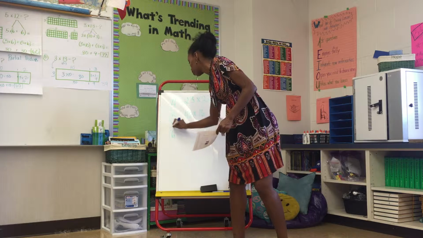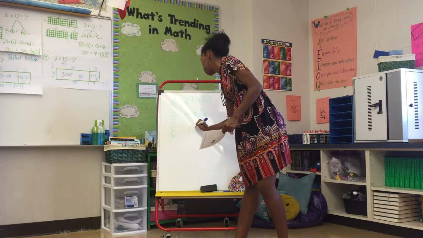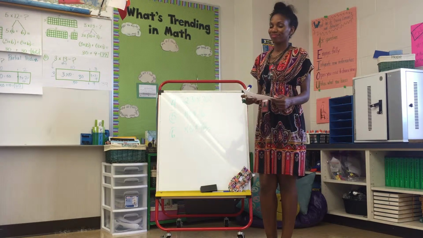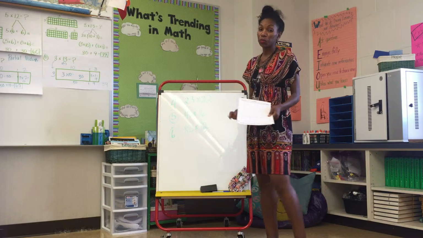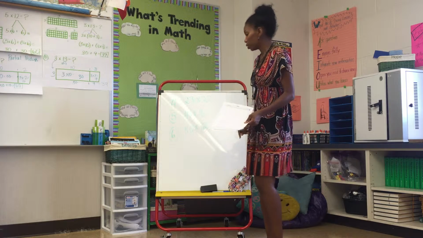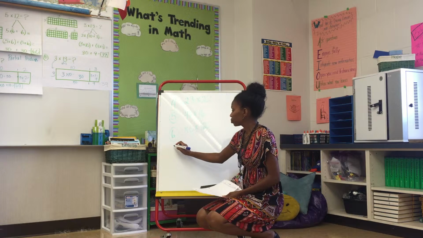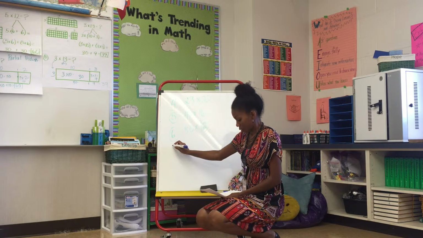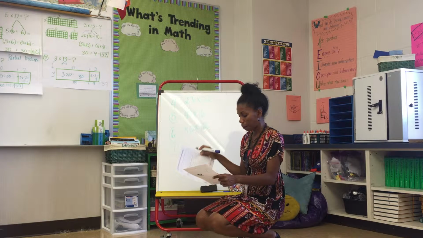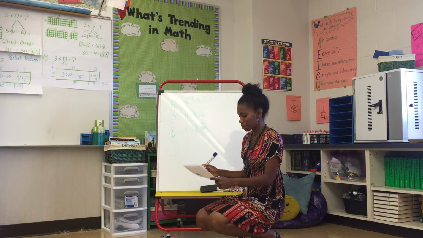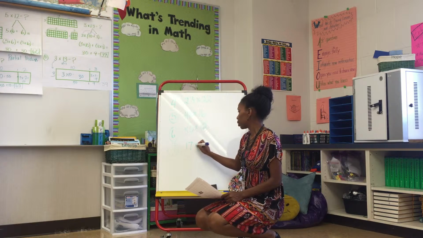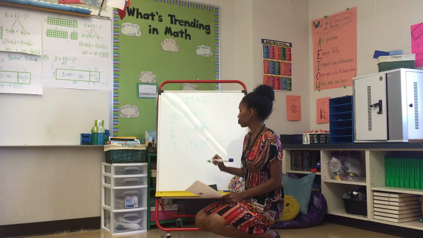Right over here, in my right box, I'm going to add my partial products. So I'm adding 200 plus 30 plus 20 plus 3. 0 plus 0 plus 0 plus 3 is 3. 0 plus 3 plus 2 is 5. 2 plus nothing is 2. So my answer would be 253.